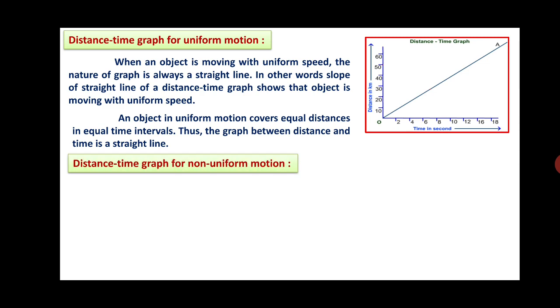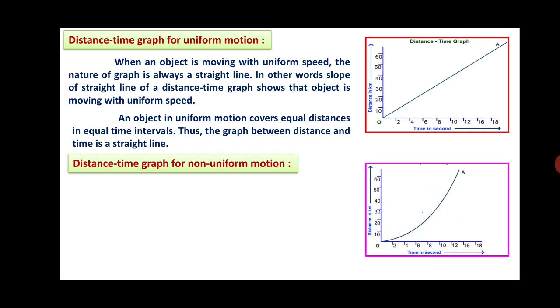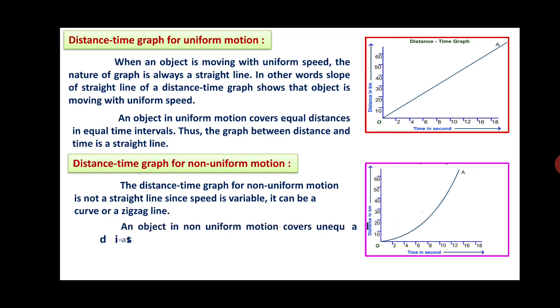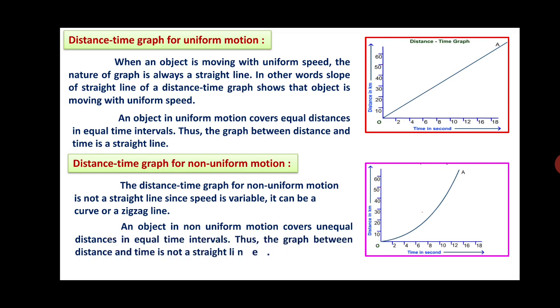Now, the distance time graph for a non-uniform motion. The nature is like this. The distance time graph for non-uniform motion is not a straight line. Since speed is variable, it can be a curve or a zigzag line. An object in non-uniform motion covers unequal distances in equal intervals of time. Thus, the graph between distance and time is not a straight line. It is either a curve or a zigzag line.